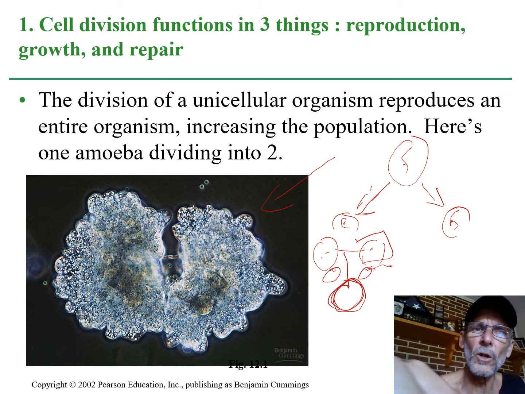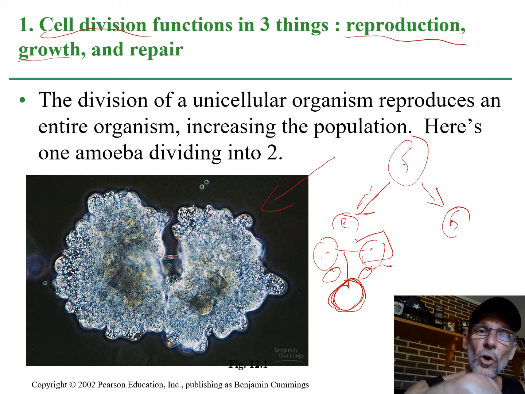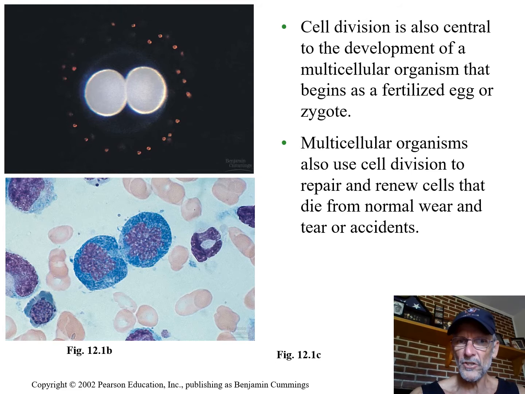So what else does this kind of cell division do, besides maybe if you're a one-cell thing, being the way you reproduce? Well, if you're a multicellular thing like us, this is how you grow. And this is how you also replace and repair cells that are damaged and dead. And so there's your functions of this kind of cell division called mitosis. Okay, so this is just what we said.